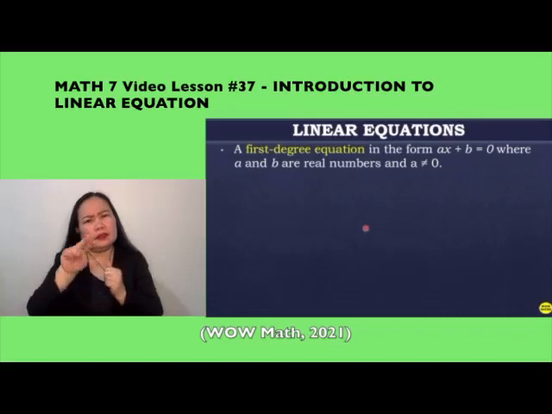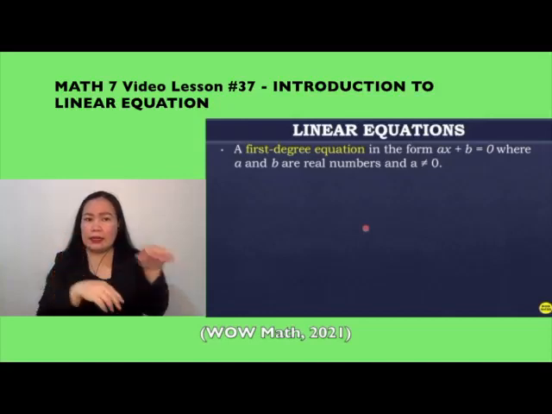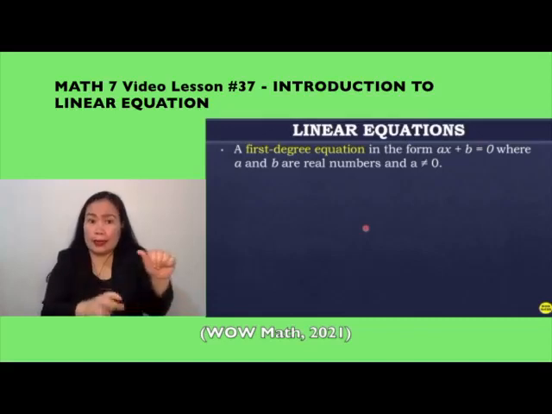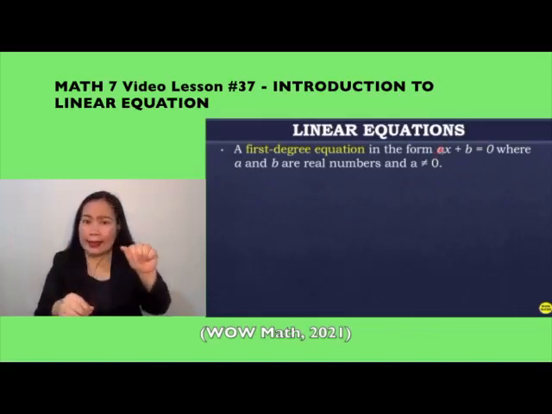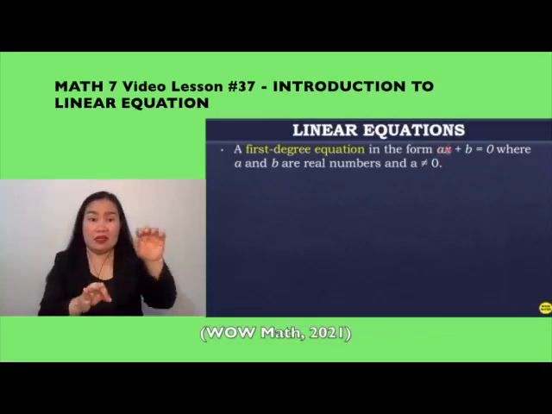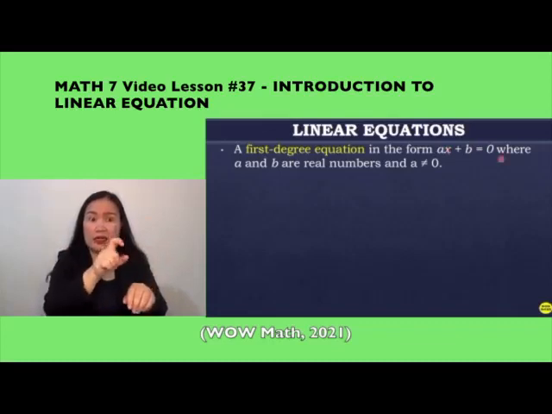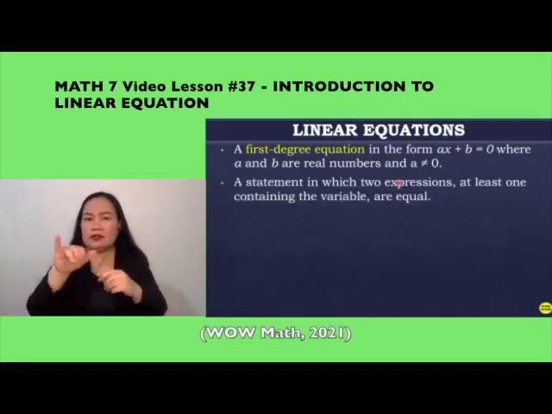So, ano nga ba ang linear equation? So, a linear equation is a first degree equation. Ito yung isa pang tawag sa kanya. Pag sinabi natin first degree equation, ibig sabihin linear equation. Okay? This is in the form of ax plus b is equal to 0, where a and b are real numbers, and a should not be equal to 0. Hindi dapat to mag-equal to 0. Okay? Kasi pag nag-0 yan, mawawala na po ito, hindi na siya linear. Okay. So, where a and b are real numbers and a should not be equal to 0.